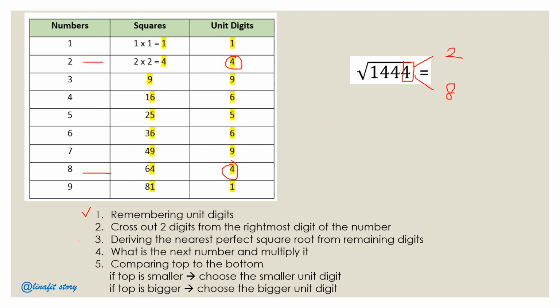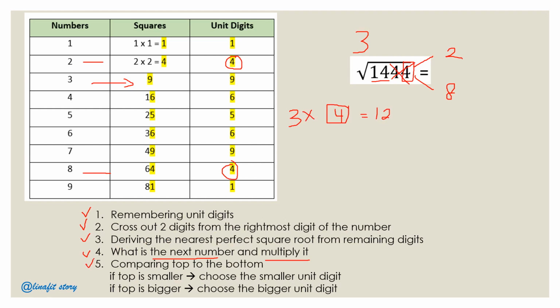Step number 2, cross out 2 digits from the rightmost digits of the number. Step number 3, derive the nearest perfect square root from the remaining digits. The remaining digits are 14. The nearest square root of 14 is 3. Step number 4, take the next number and multiply it. The next number after 3 is 4. 3 times 4 is 12.